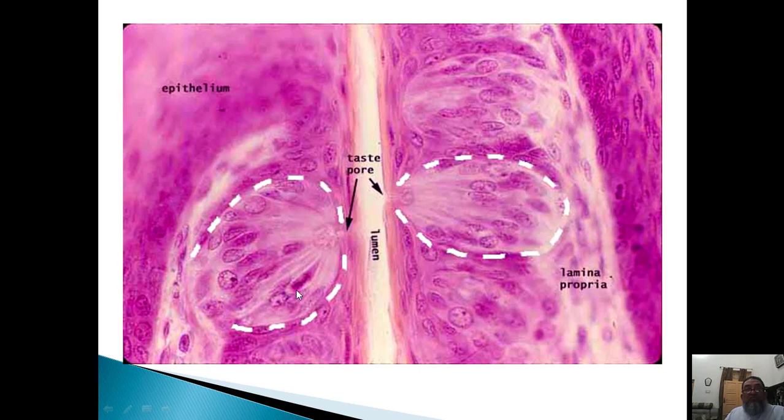You see multiple layers of the taste cells, which are stimulated through the pore microvilli, as you saw in the previous diagram. So the location is on the sidewall of the trenches of the circumvallate papillae. This is all lamina propria, with multiple nuclei of fibroblasts and collagen fibers also there, but this lamina propria contains the specialized organ of taste.